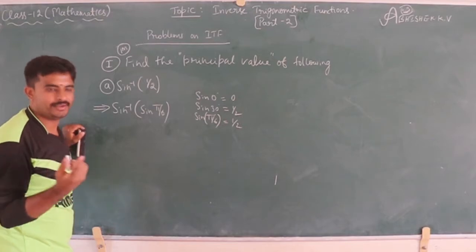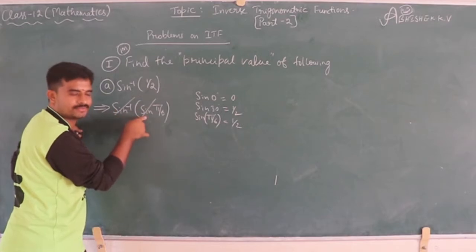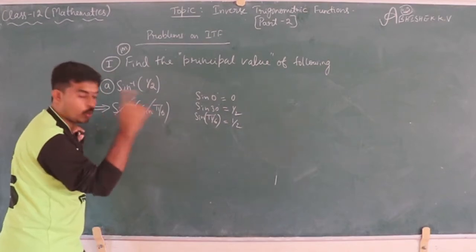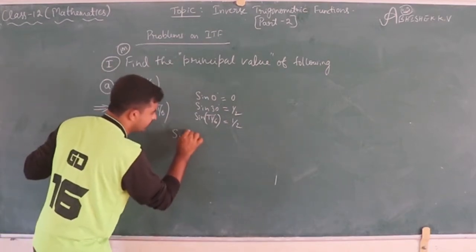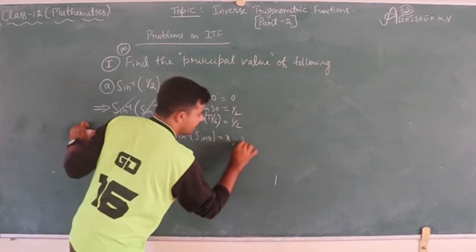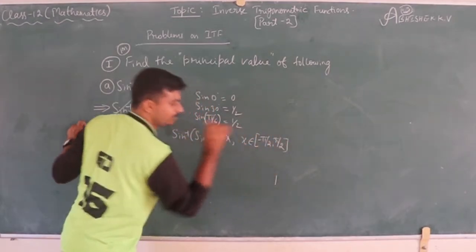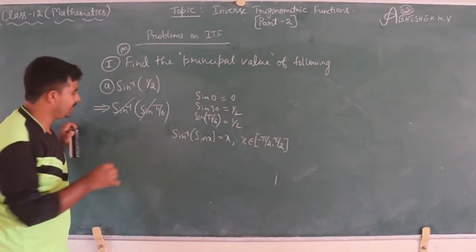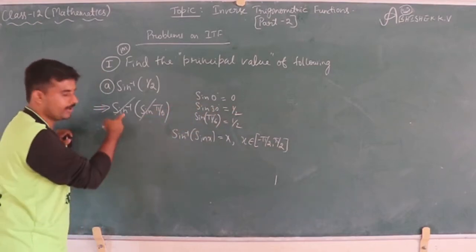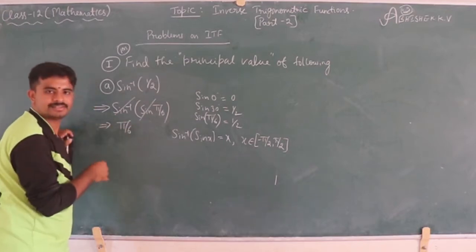Question arises: Sir, why? To cancel out sine inverse, we need the corresponding trigonometric ratio. This is possible only when, using the property sine inverse of sine x is equal to x, x belongs to minus pi by 2 to plus pi by 2. See, pi by 6 is between minus 90 to plus 90 degree. Therefore, we are able to cancel out. This implies pi by 6. This is the principal value.